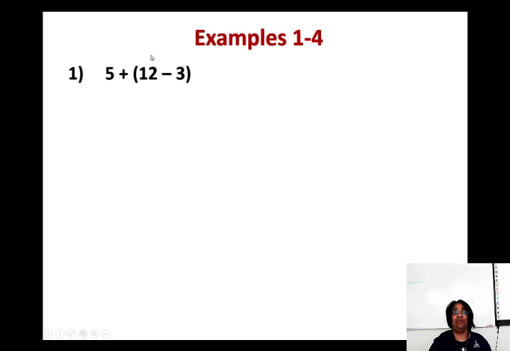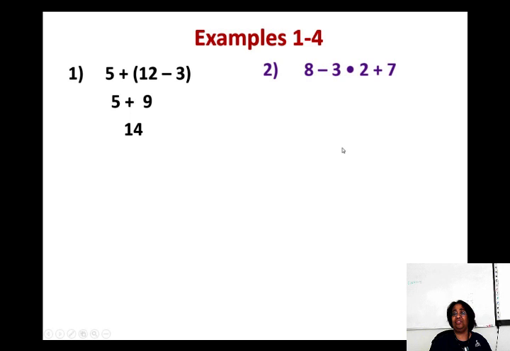12 minus 3. 12 minus 3 because it's in the parentheses. How much is that? 9. So I rewrite the problem. That helps me. So I keep the 5, but what I'm going to do first mathematically is the 12 minus 3, and I get 9. Now I'm going to just do 5 plus 9, which is 14.